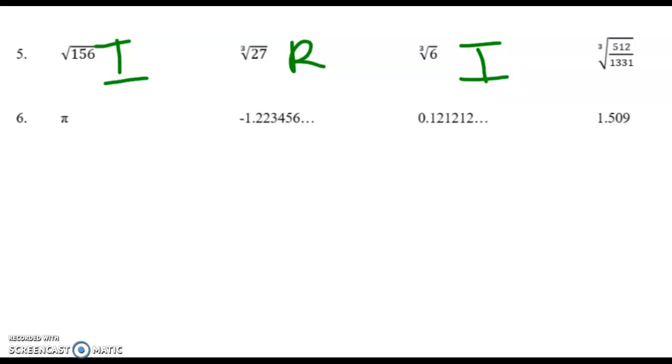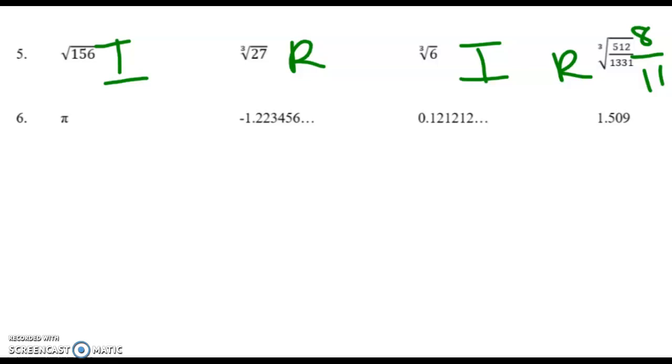The cubed root of 512. Now I know the square root of 512. Do I know the cubed root of 512? You actually don't know that one, but I will tell you that the cubed root of 512 is 8, and the cubed root of 1,331 is 11. That one does work out as a fraction. We'll make sure that the ones that you have work out even for you.